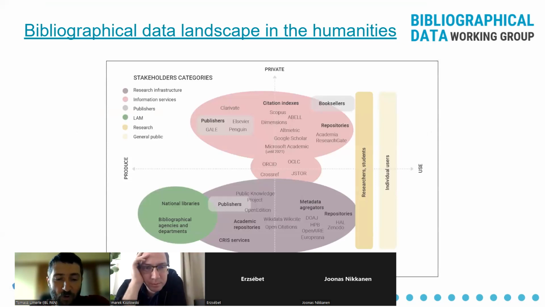One of the main tasks of our working group was to try to understand the bibliographical data landscape in the humanities. We found out, of course, that this is very complex, and there are different divisions in this landscape. But one division that was particularly interesting to us, and that is relevant even for public stakeholders, is the division between GLAM and research infrastructures, which is particularly detrimental to the humanities.